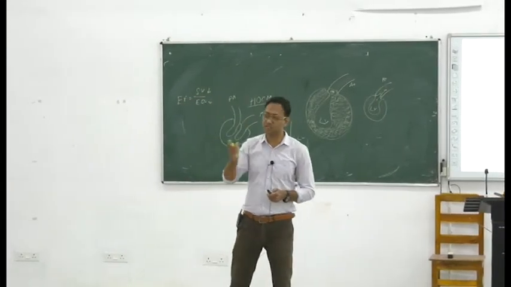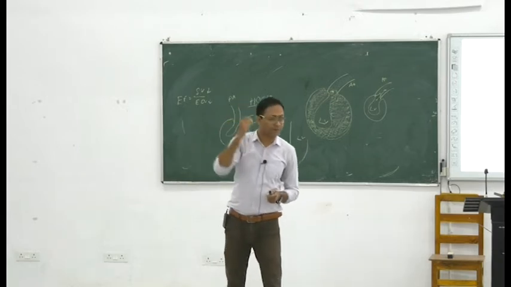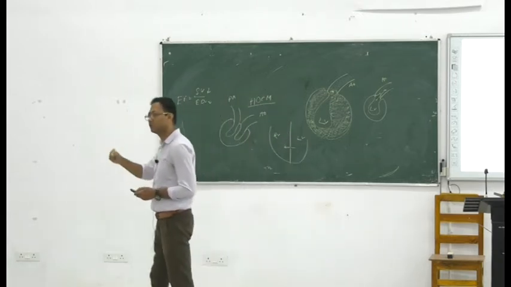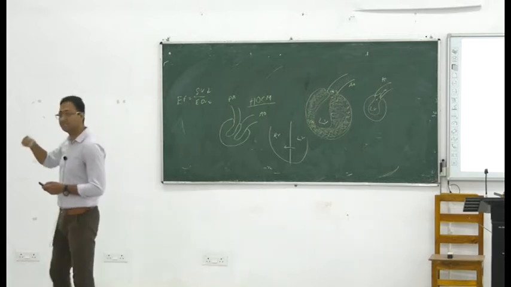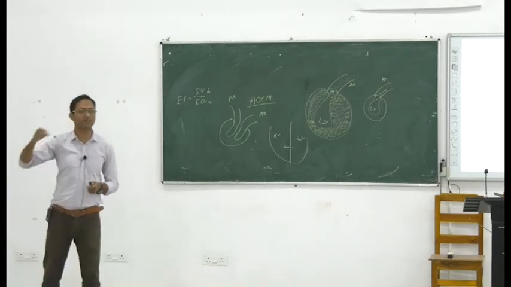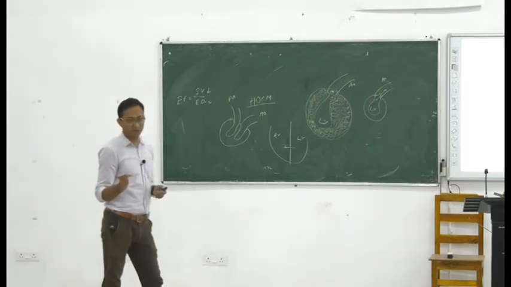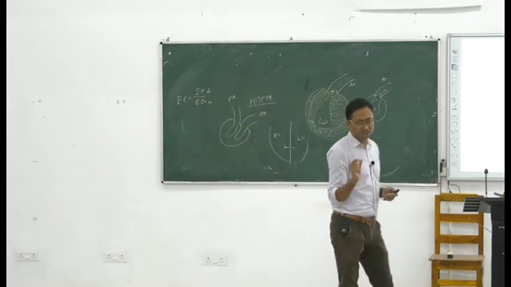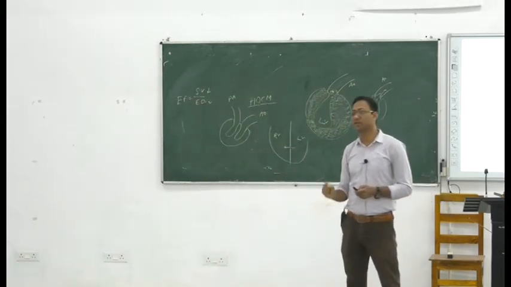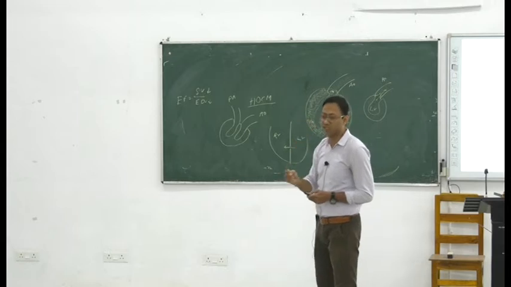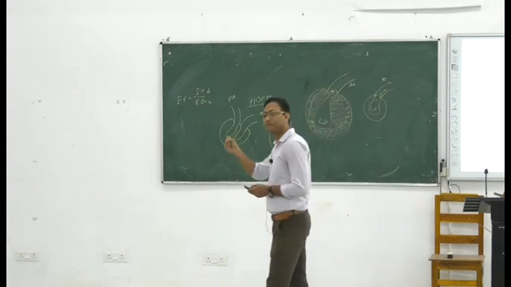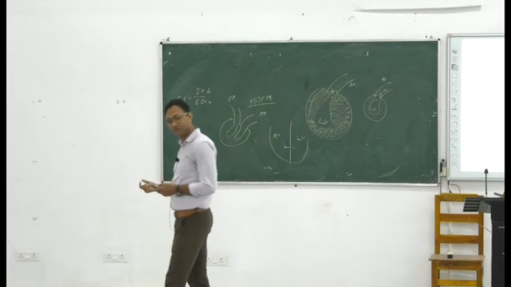You must remember that hypoxia causes vasoconstriction in the pulmonary circulation, and hypoxia causes vasodilation in the systemic circulation. This difference needs to be remembered. Now, when there is vasoconstriction in the pulmonary circulation, there will be pulmonary hypertension.